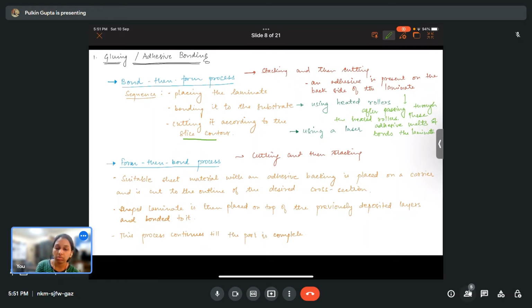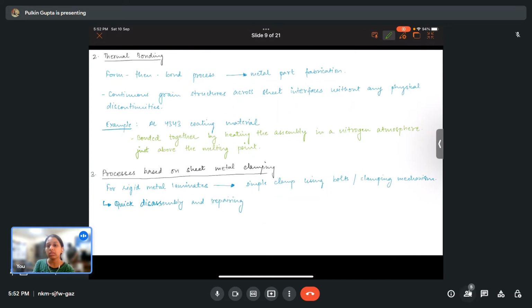So your suitable sheet material is placed on a carrier which will carry the sheet, and it is cut based on the cross sections or the CAD geometry. Now this shaped laminate is positioned on top of the previously deposited layers. So you will have a stack somewhere else wherein you are continuously placing your shaped laminate. Then you will take your cut laminate from the carrier towards that stack and bond it together using the adhesive present on the back side. And this process is continued till the part is completed.